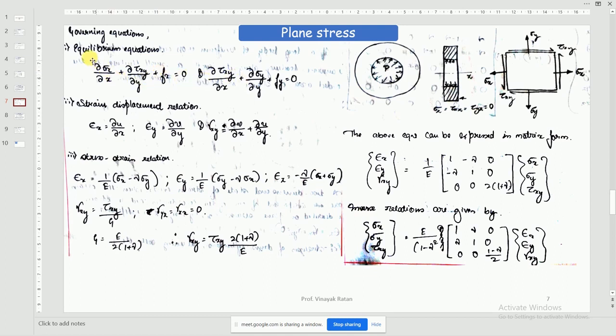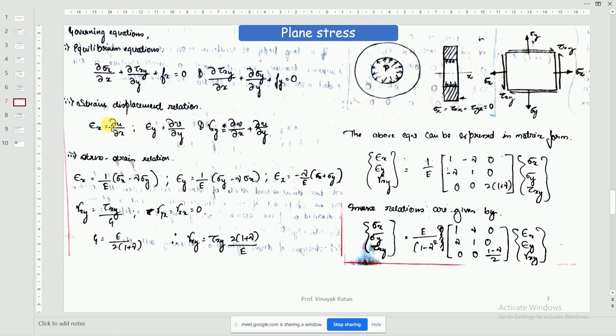So when you apply that, in your equilibrium equations there will be only two equations. You cannot have a third one because the third one is related to z. All three terms will be equal to 0. So these are the two equations which you get: ∂σx/∂x + ∂τxy/∂y + fx = 0. Similarly with respect to y. So there will be no third component, that is σz.